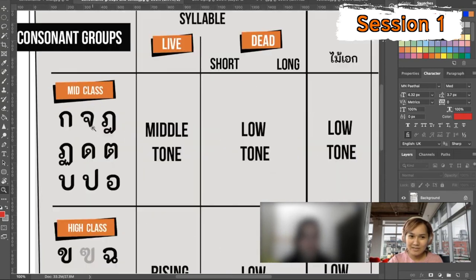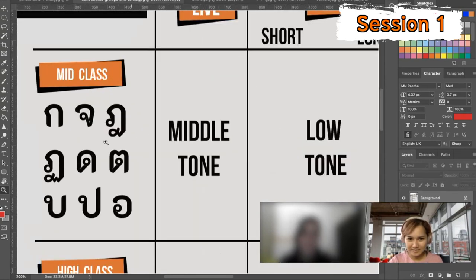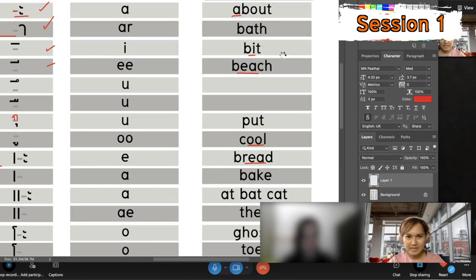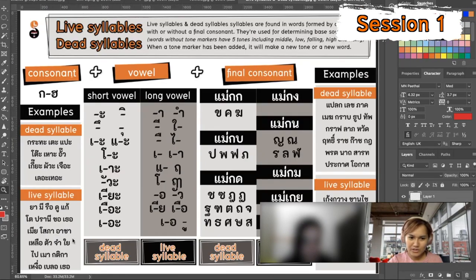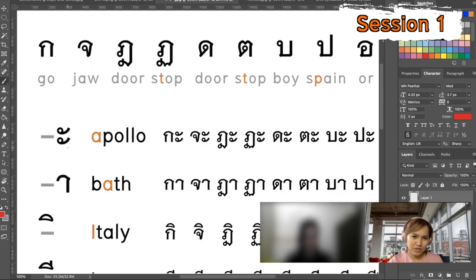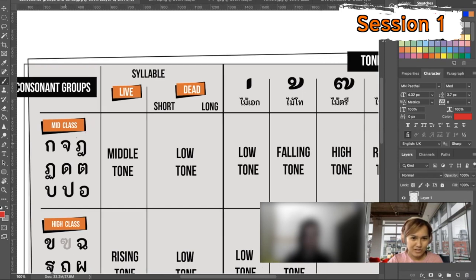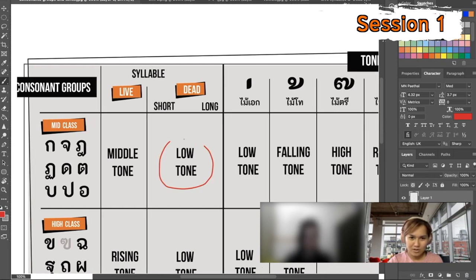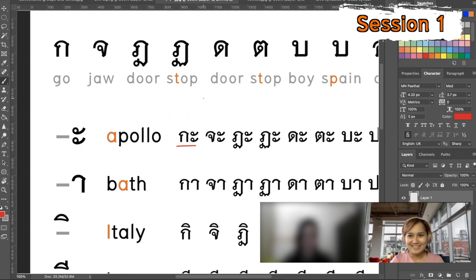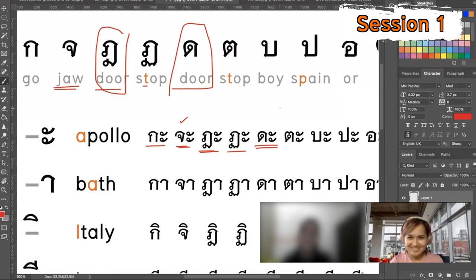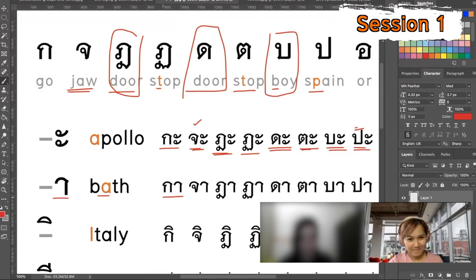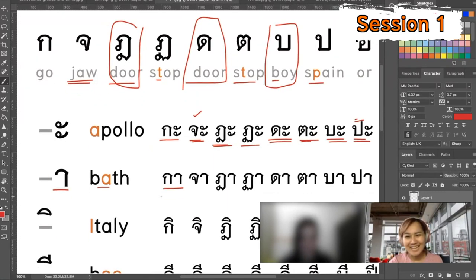These are middle class consonants, so only 9. To find if it's live or dead: if it's a short vowel, you get dead. If it's long, you get live. Is it short or long? It's short. Middle class and short, you get low tone. So that one is ga, right? Right, ga. Next one is da, ga. See, you can read Thai now. It's that simple.